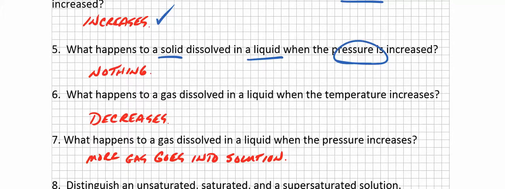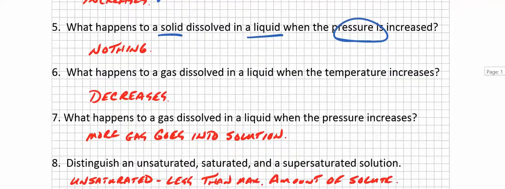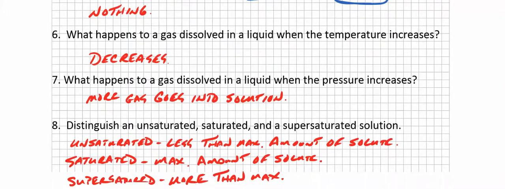Let's look at number 6. Number 6 says, what happens to a gas dissolved in a liquid when the temperature increases? We're looking at temperature. And the answer is it decreases. We've looked at an example of this already. So when a gas in a liquid gets warmer, less of that gas can be dissolved in the liquid. We're through with number 6. Let's go on to number 7.